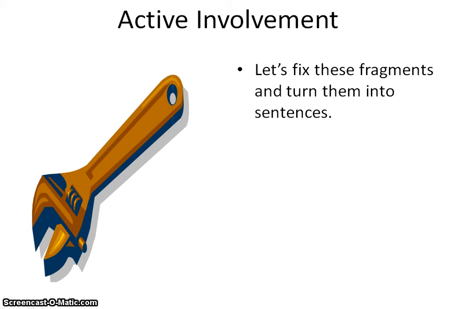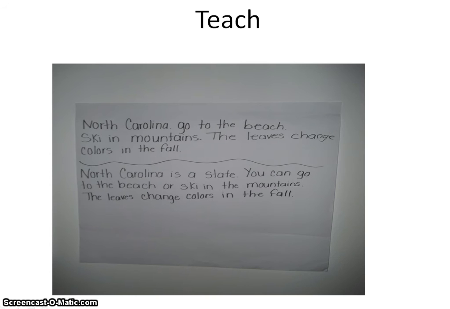What we're going to do, we're going to take a look at my writing and we're going to turn those fragments into sentences. If you remember, the first fragment said North Carolina. Well, let's turn that into a sentence. Here we go. We can do that by saying North Carolina is a state. That is a sentence, but simply saying North Carolina does not work. That's a fragment.